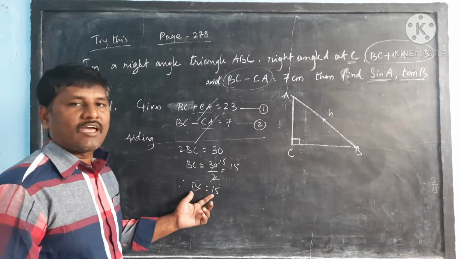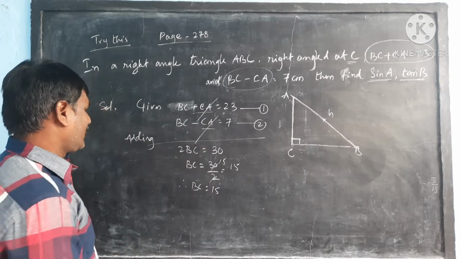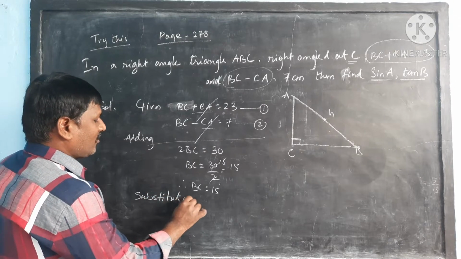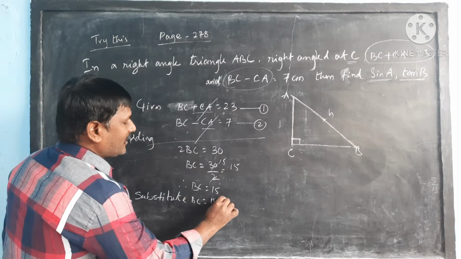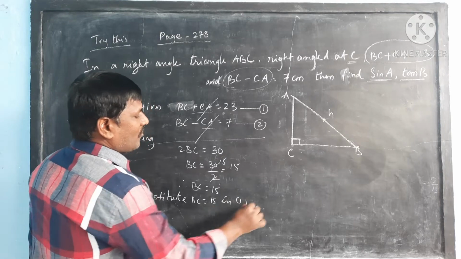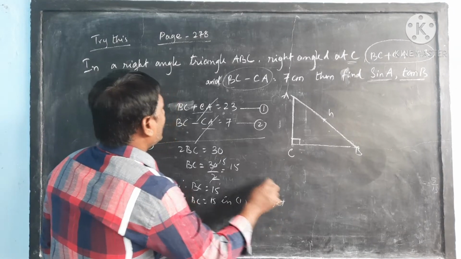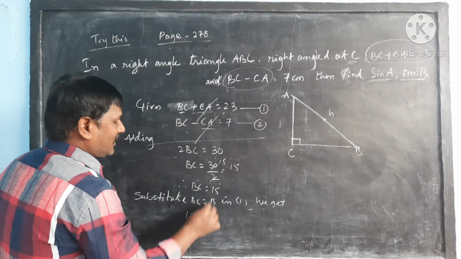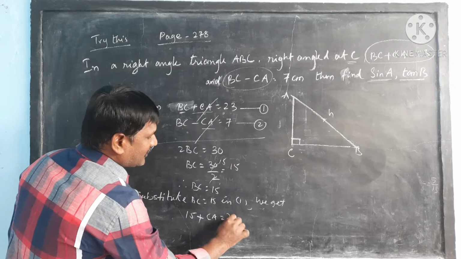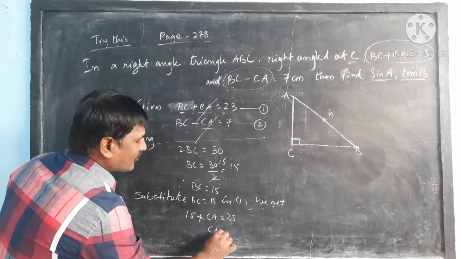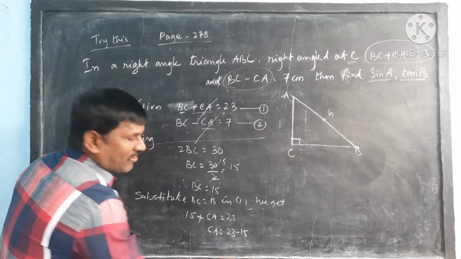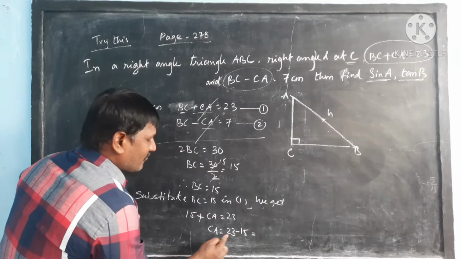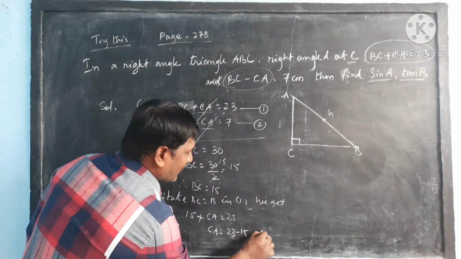Now substitute this value of BC in equation 1. Substituting BC is equal to 15 in equation 1, we get 15 plus CA is equal to 23. Then CA is equal to 23 minus 15. Transfer this 15 to the right side. Then 23 minus 15, we will get 8.